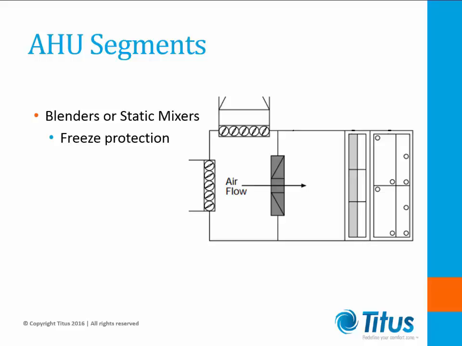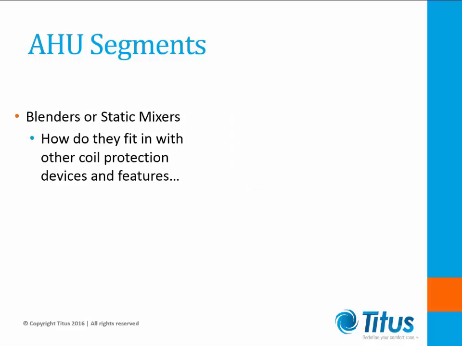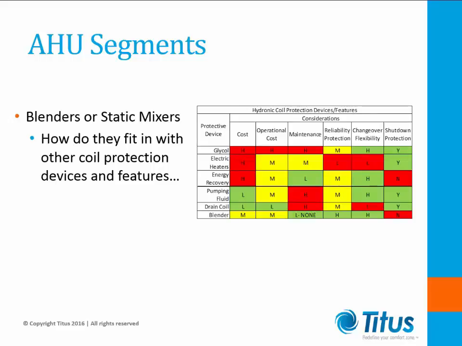In addition to freeze protection, the blender can solve problems created by stratified temperatures in the mixed air plenum, such as mixed air sensor error or uneven distribution across filters and coils. So where do blenders fit into the scope of hydronic coil protection? In the scheme of things, blenders show a high level of promise in all categories except shutdown, for which shutdown procedures should exist, ensuring coil safety from freezing temps. A blender is the only option that provides freeze protection without the need for maintenance.